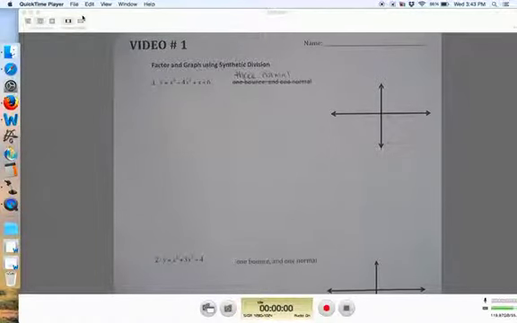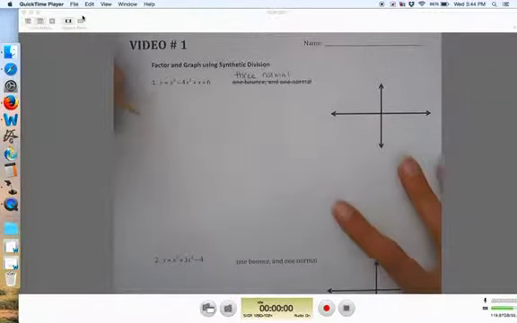Hi everybody. We are going to review factoring and graphing using synthetic division. So the goal is to graph this polynomial here, and unfortunately we can't factor by grouping, we can't take out a common factor, so now we have to use the method of synthetic division in order to factor this so that we can find the x-intercepts and then graph.